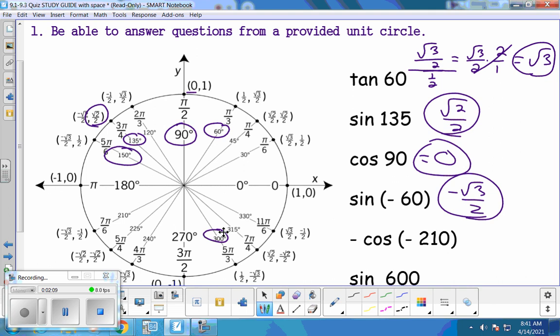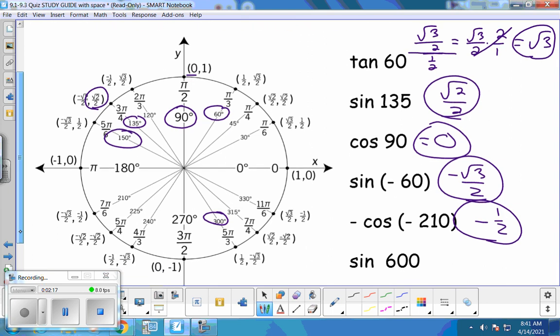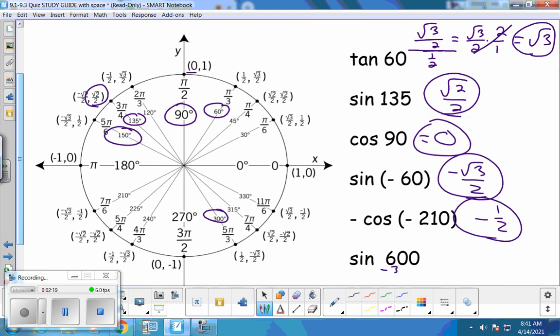It's going to be a half, but we're going to add a negative sign on. So negative 1/2. And then I don't really know where 600 is, to be honest, so I like to do my minus 360 trick. I don't think 600 minus 360 is 330. It's 240. Yeah, that sounds a little bit better. And here, sine is y.